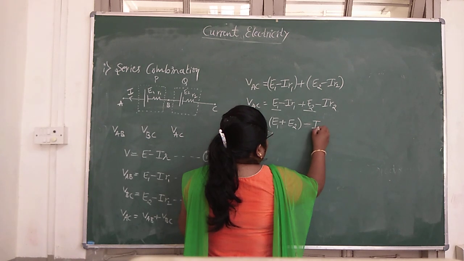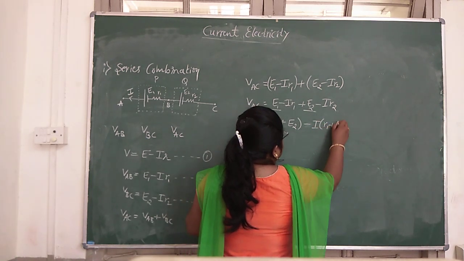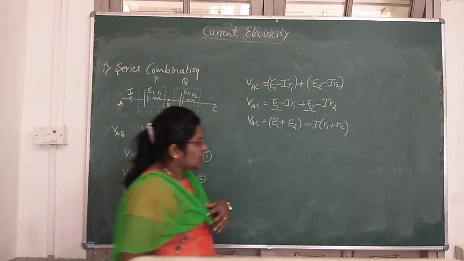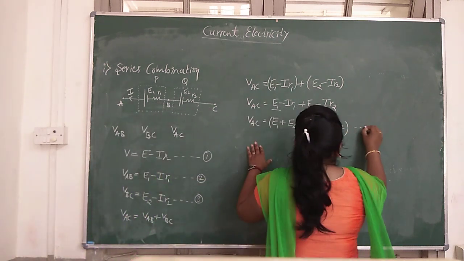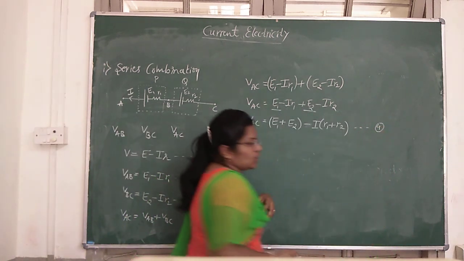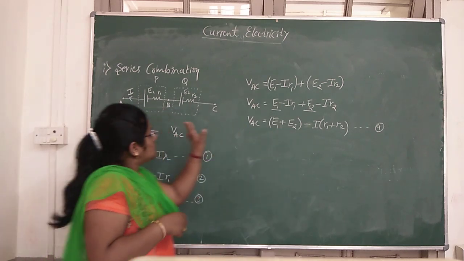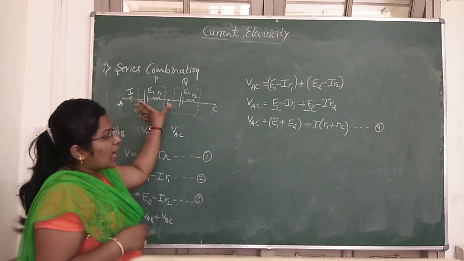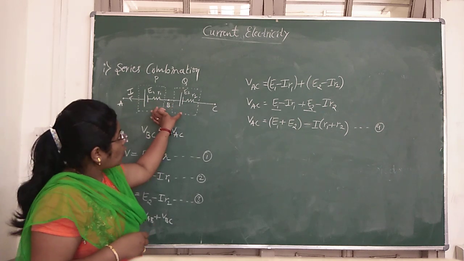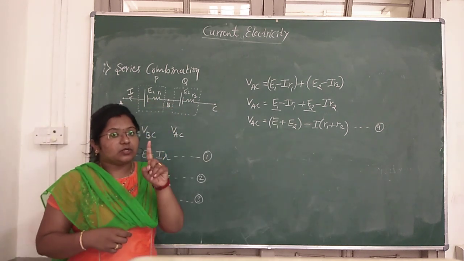Minus I common, R1 plus R2. Call this as equation number 4. Now up to here you stop it. Now this combination, what I am doing, I am replacing this combination by one effective cell.